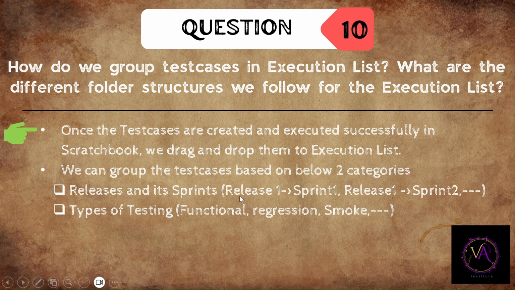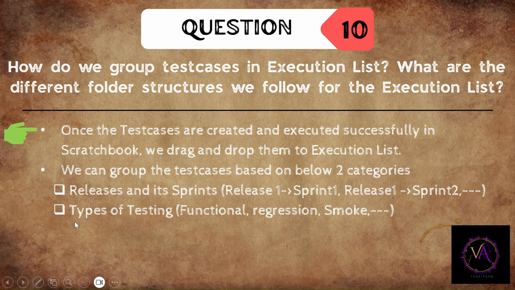So what do you do? You will create release one sprint one, release one sprint two, release one sprint three, release one sprint four. Once the release is complete, then you go for the next release: release two sprint one, release two sprint two, release two sprint three. That is how you create the folders, because you want to create this regression testing for every sprint. You want to execute all the test cases for every sprint.